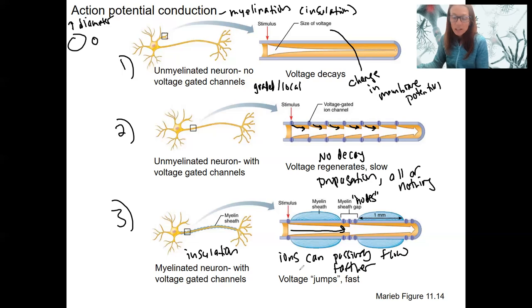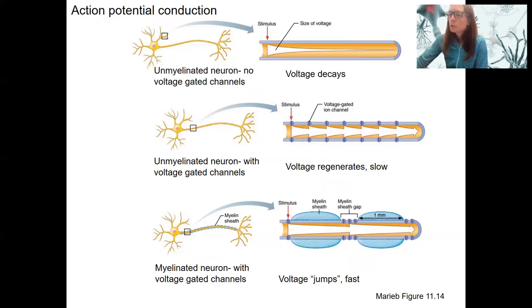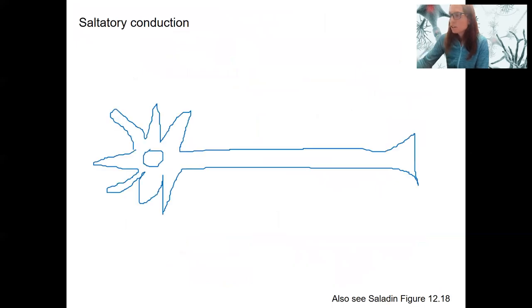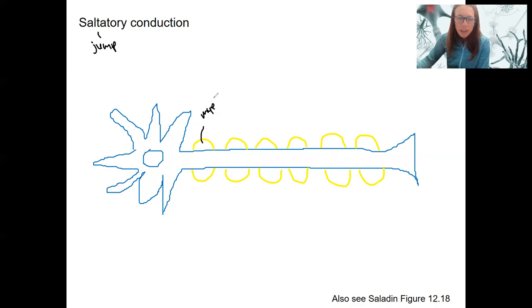The voltage change, meaning depolarization, can jump from node to node because of this insulation, instead of ion channels opening all along here. We have to do that regeneration step less often. This is called saltatory conduction. Saltar means to jump, and we've got conduction. So this is the type of conduction that occurs when we have myelin. So here's my lovely myelin sheaths. And in between each myelin sheath, we've got a node. These are also called nodes of Ranvier. They're gaps in the sheath.